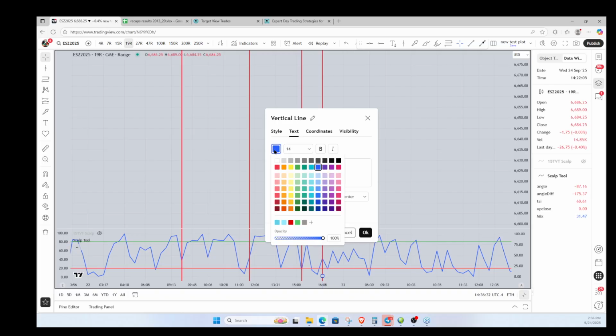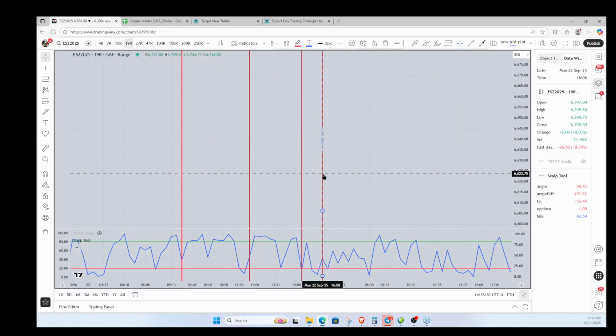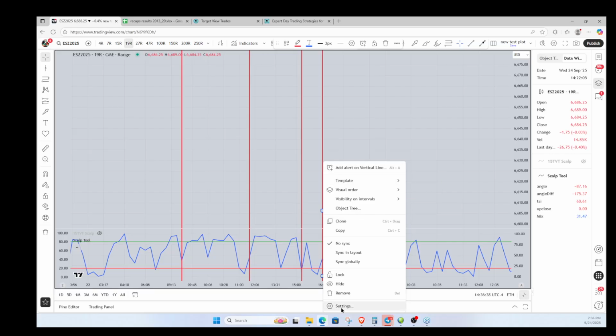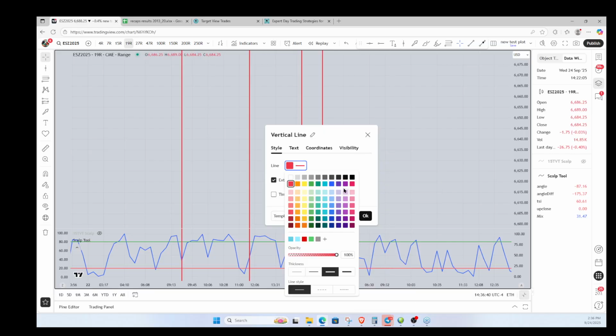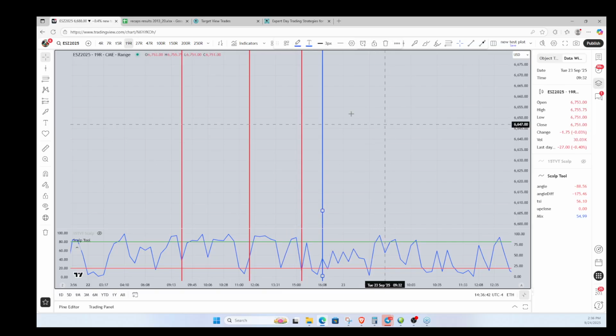Did I do it wrong? Why is that not working? Let's go to settings on this. Make those buys. We'll make the buys a different color than the sells, because you would buy this one and that one.